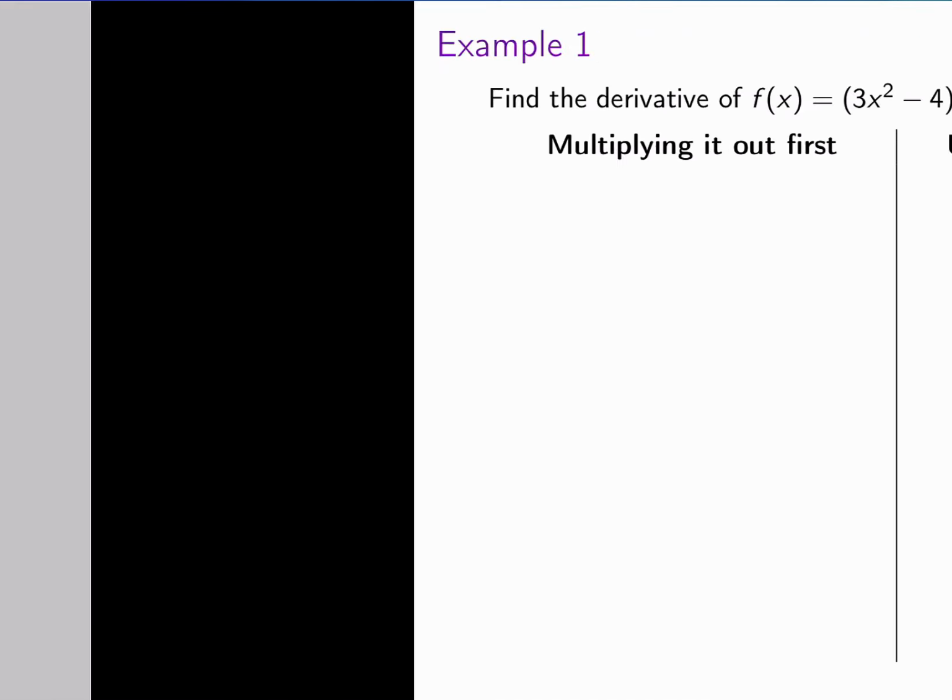Hello, this video will go through a few examples of using the product rule to find the derivative of a function. Before we jump in, let's do a quick reminder of what the product rule states. It says if you need the derivative of some function u times v, where u and v are multiplied together, then it will be u times v prime plus u prime times v. So let's do a couple examples.